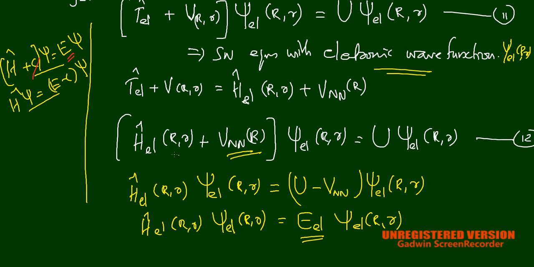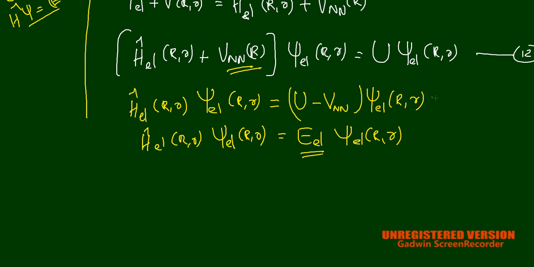So from the first equation we are omitting Vnn, and then we are getting another Schrodinger equation. In that Schrodinger equation, E electronic is the eigenvalue. So from this theorem, we know that E electronic will be equal to U minus Vnn. Or in other words, we can write U is equal to E electronic plus Vnn.